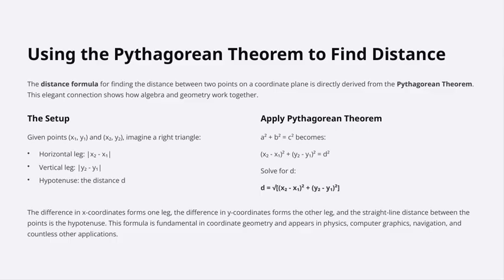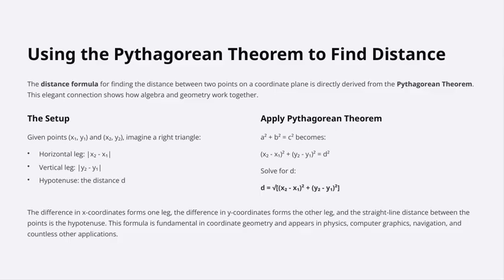Now, applying the Pythagorean theorem, which states that the sum of the squares of the legs equals the square of the hypotenuse, we get (x2 − x1)² + (y2 − y1)² = d². To solve for d, we simply take the square root of that sum, resulting in the distance formula. d equals the square root of (x2 − x1)² + (y2 − y1)².